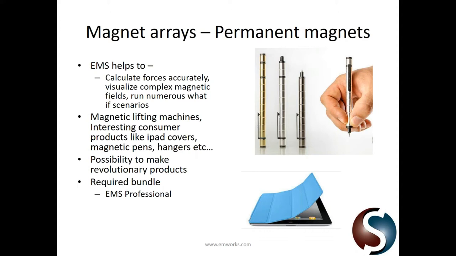That helps you to analyze numerous what-if scenarios to compute the magnetic field around a particular device. The applications range from magnetic lifting machines to interesting consumer products, and so on. A lot of revolutionary products are being introduced in the market on a day-to-day basis, making use of permanent magnets. And a lot of customers of EMS produce some very innovative technologies and designs using our product.